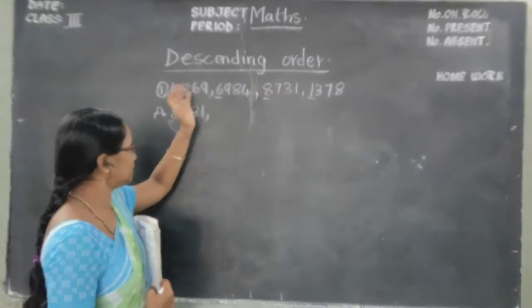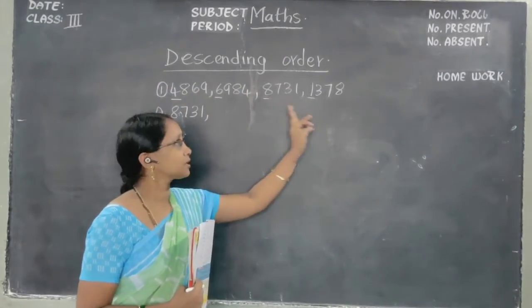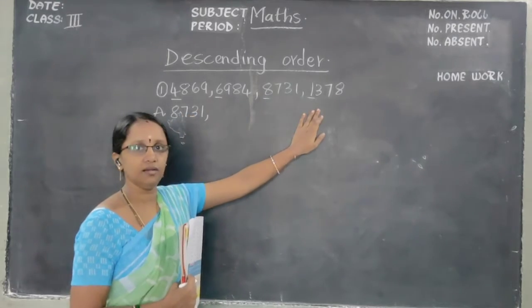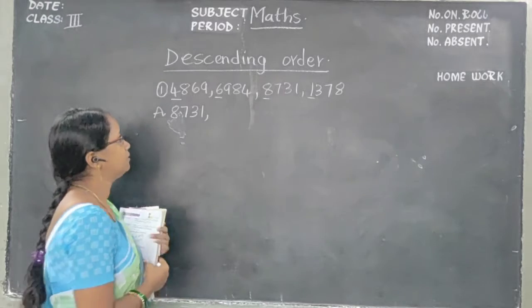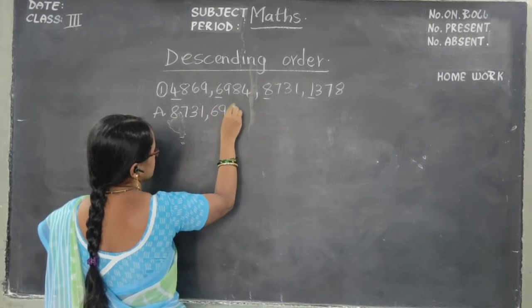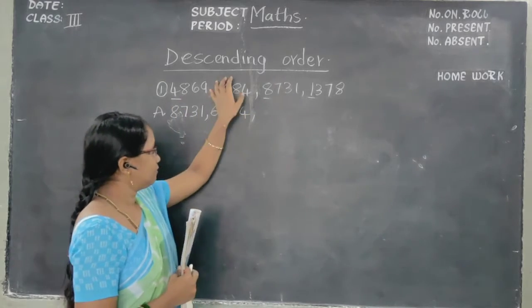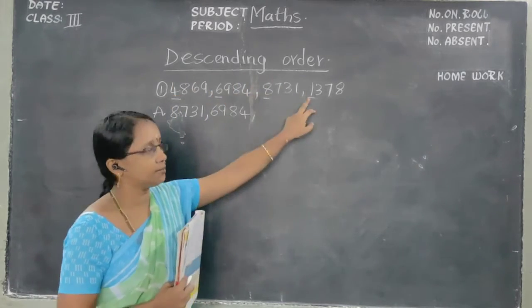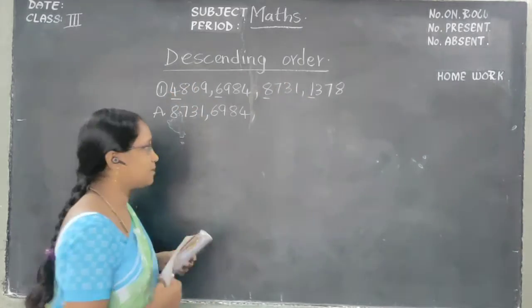Now see the next remaining three numbers, that is 4, 6 and 1. In this 4, 6 and 1, which is the big number? 6 is the big number. So this whole number you have to write, that is 6,984. Next, forget this. Now remaining two numbers you see, 4 and 1. Which is the big number? 4 is the big number.